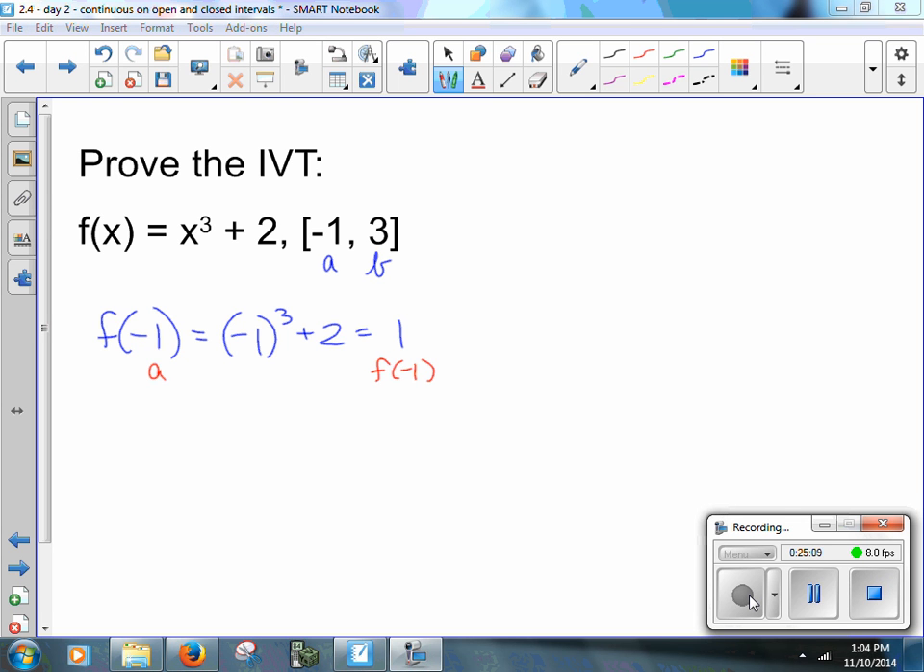Now, what's step number 2? Plug in the 3. So f of b, f of 3, is 3 cubed plus 2. Would you say 3 cubed is what? 27 plus 2 is? Right on.